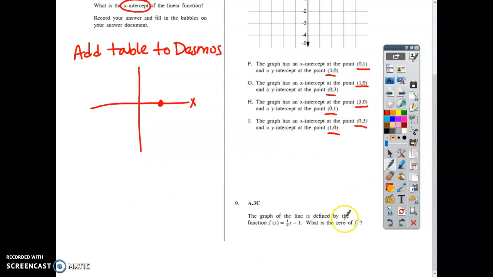This one's super easy. It's asking for the 0. You guys need to know that 0 is the x-intercept. The 0 of the function is the x-intercept. It is where it crosses the x-axis, okay? So if you type this equation in Desmos, you can go click on the x-intercept, and that will be your answer. Just the number by itself, not the whole point, just the number.